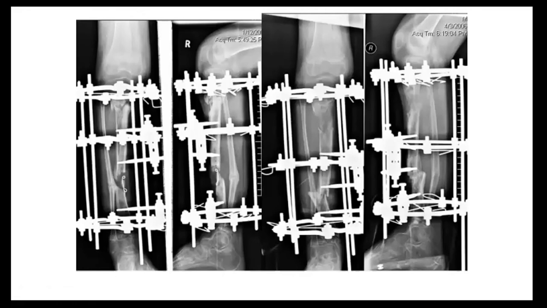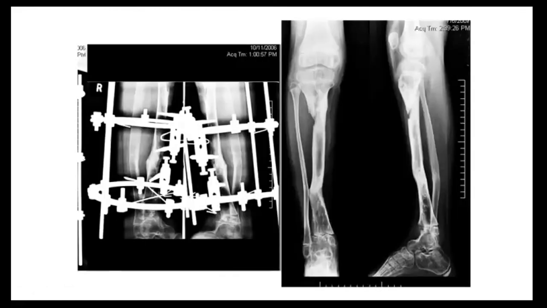So you can see the bone is forming, the regenerate is visible in the proximal fracture. And both the fractures united. So even if it was a pathological fracture, it just united with distraction.